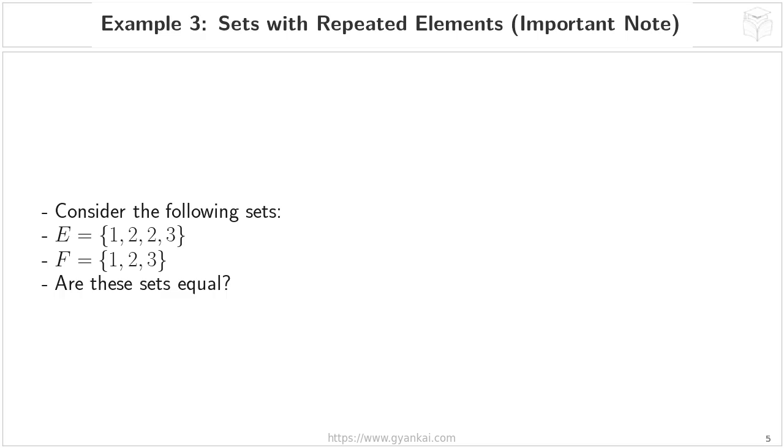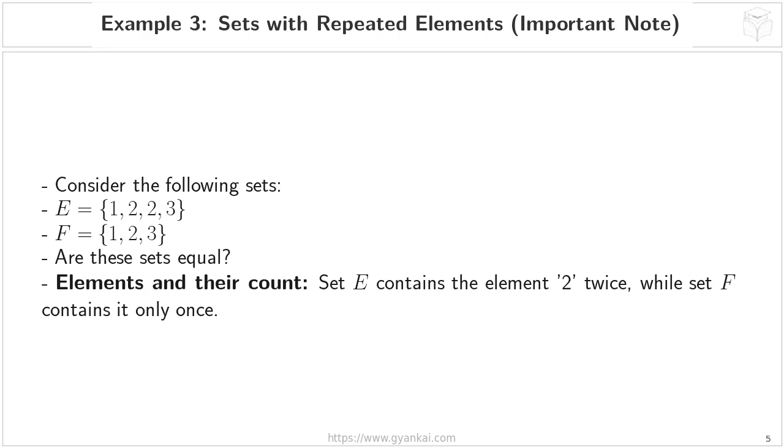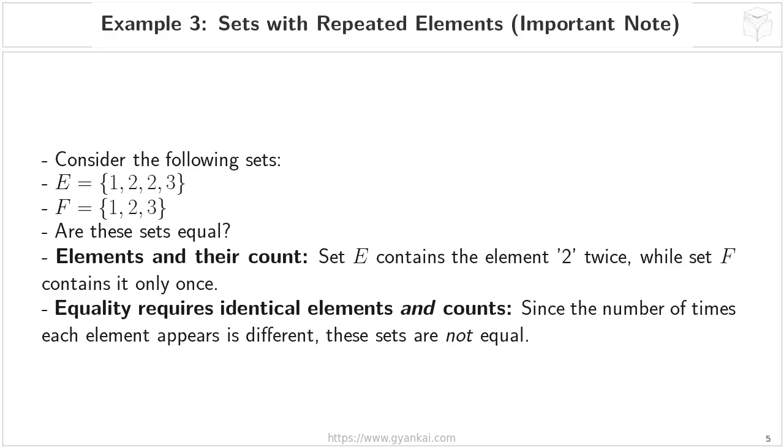Take a moment to think about what we've discussed on the previous slides. Remember, for two sets to be equal, they need to have exactly the same elements. Let's break it down. When we look at the elements and their count, we see that set E contains the number 2 twice, while set F contains the number 2 only once. This is where a key principle comes into play. Equality between sets requires not only that the elements are the same, but also that the number of times each element appears is identical. Because the count of the element 2 differs between the two sets, they are not equal.